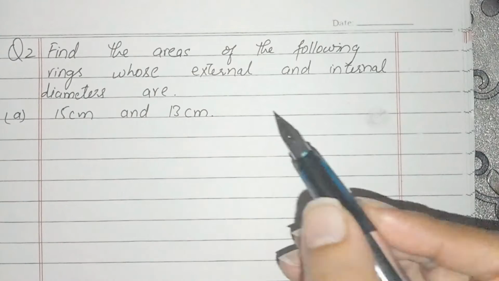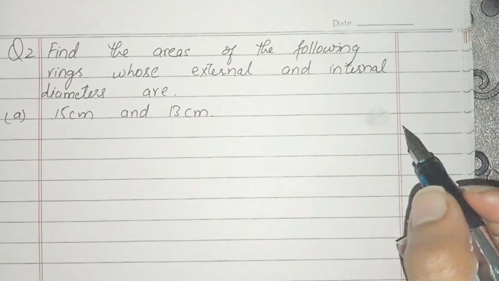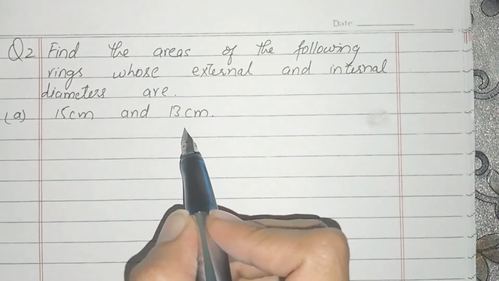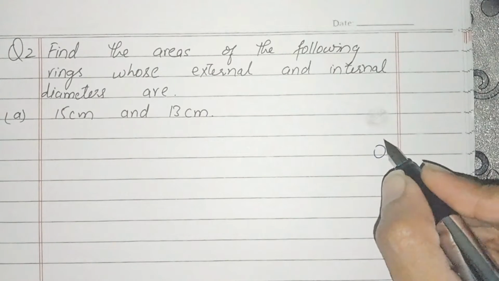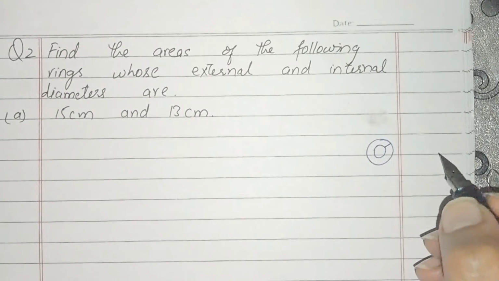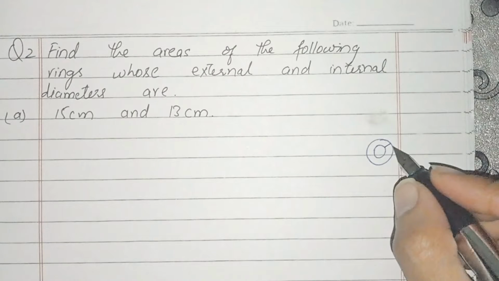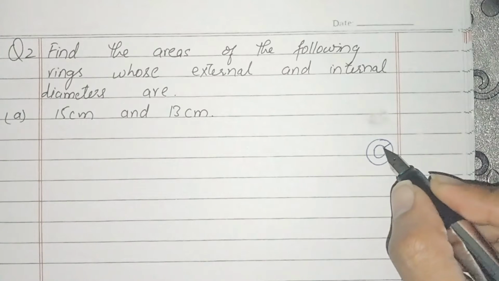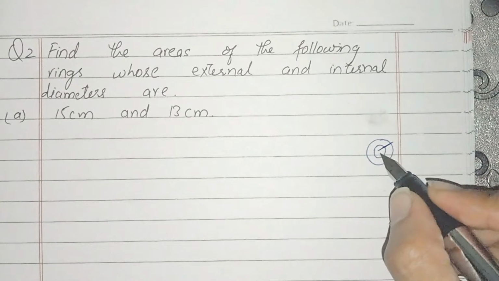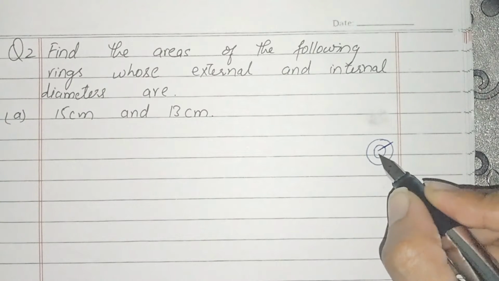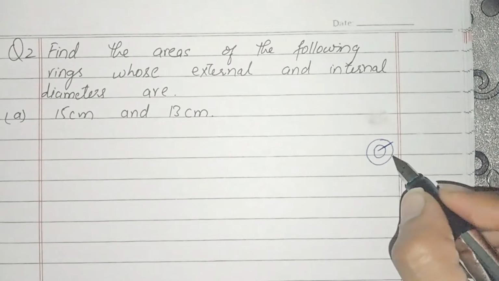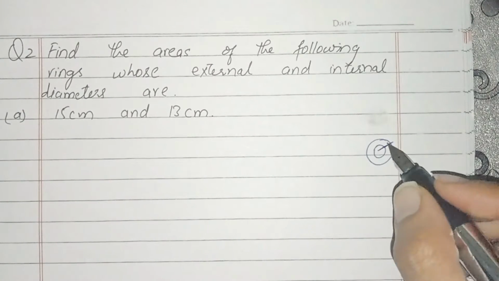Now students, question number 2: find the area of the following ring whose external and internal diameters are given. That is the external diameter and this is the internal diameter. We have to find that area. It means we first have to find the external area, then we find the internal area. Then we subtract this value from the total value, and we get the ring area.